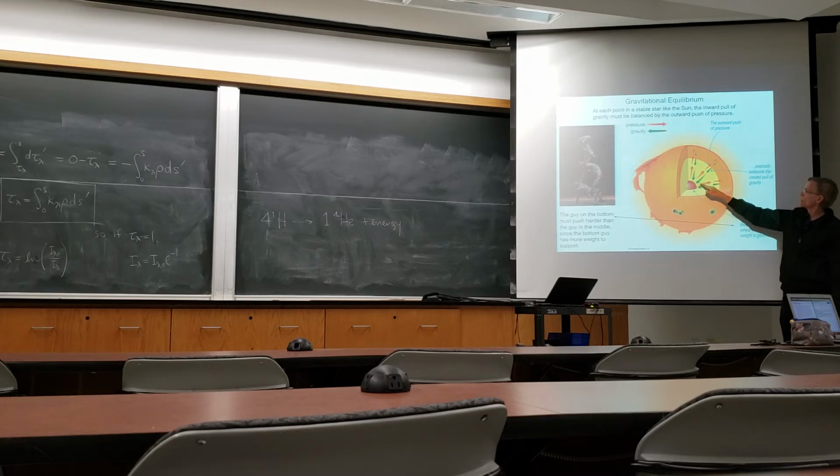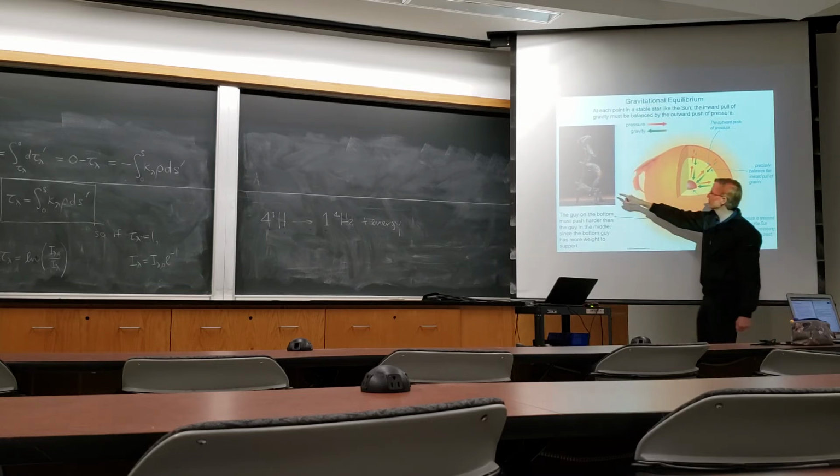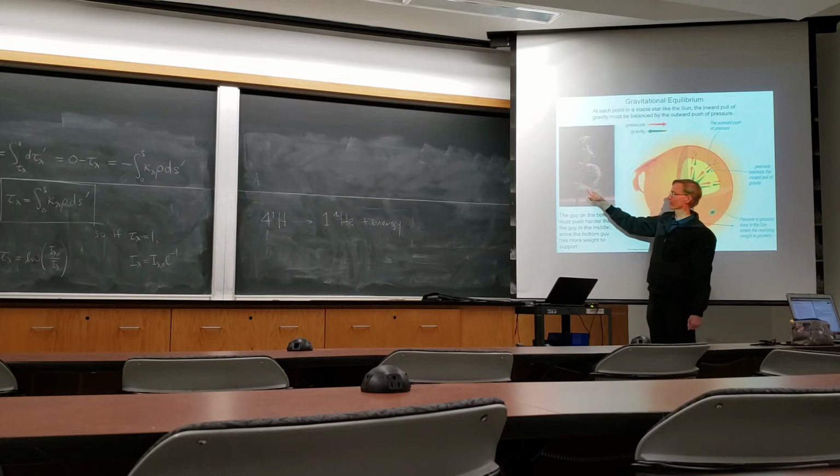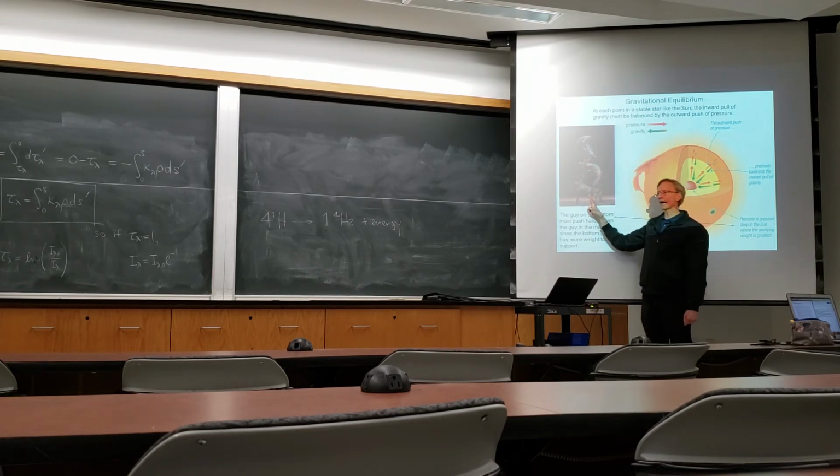The red arrows, notice they're longer towards the middle and shorter towards the top. That's indicating that the pressure is dropping as you go out towards the surface, because you don't need as much pressure near the surface when there's not as much weight above you that you need to support. That's gravitational equilibrium. It also works with pyramids of cheerleaders, stacks of acrobats.